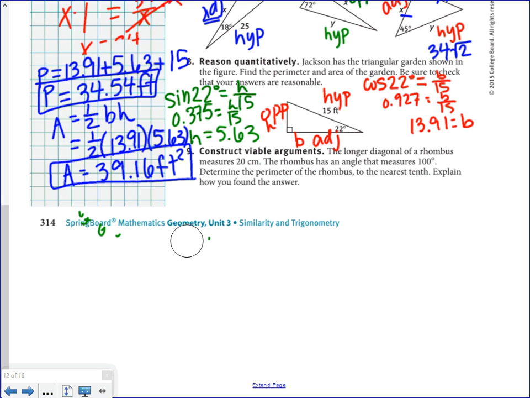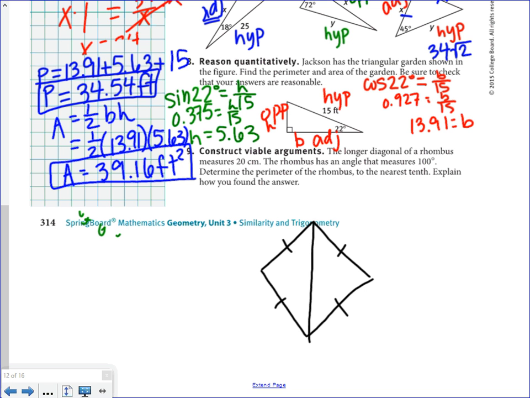The longer diagonal of a rhombus measures 20 centimeters. So let's draw our rhombus. No, these quadrilaterals are not going away. So we know that our 4 sides are the same length. And they tell us the longer diagonal is 20. So this length is 20. And it has an angle that measures 100 degrees. So we want to determine the perimeter of the rhombus to the nearest tenth.